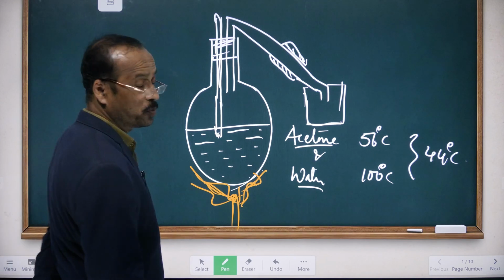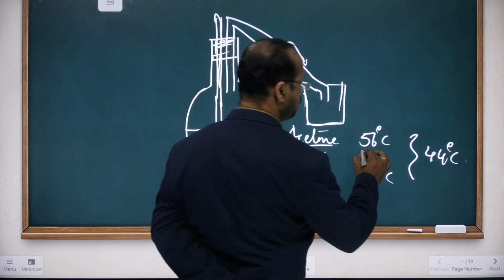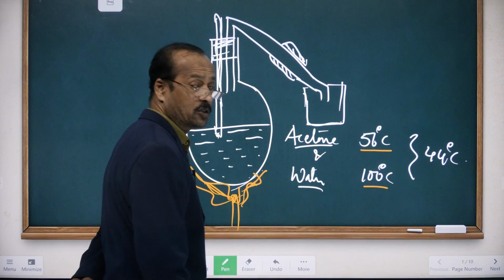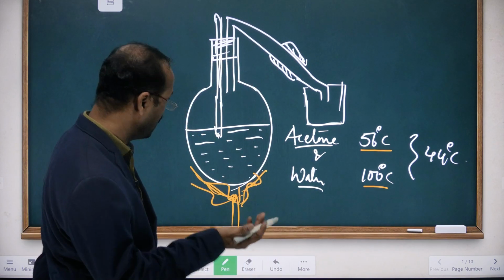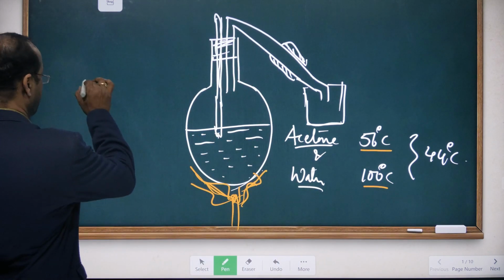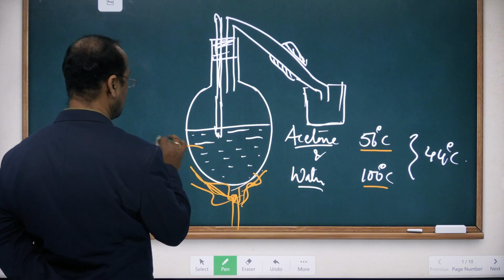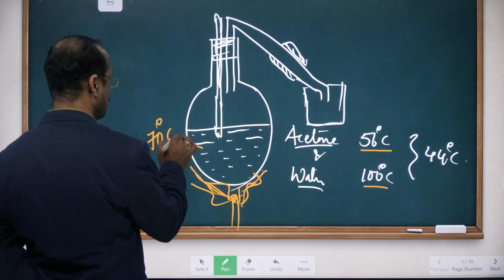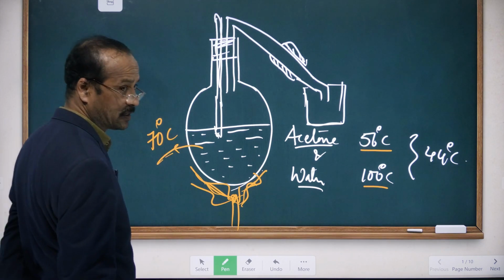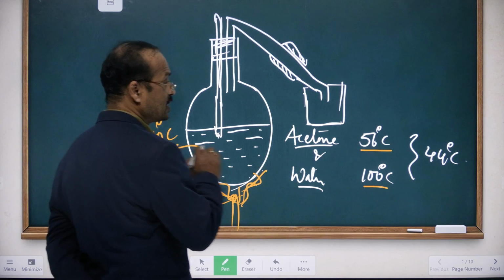At what temperature do we heat? The temperature should be greater than 56 but less than 100. So approximately we take 70 degrees. Now we heat and we maintain the temperature here at approximately 70 degrees Celsius. So 70 degrees Celsius is what?